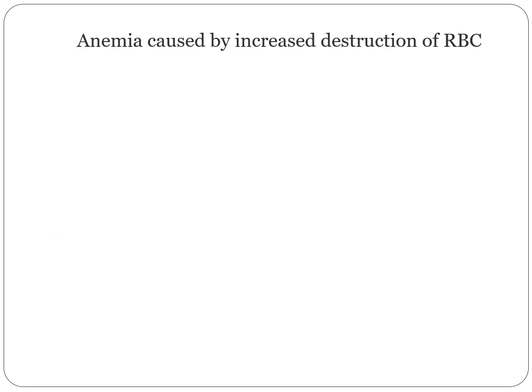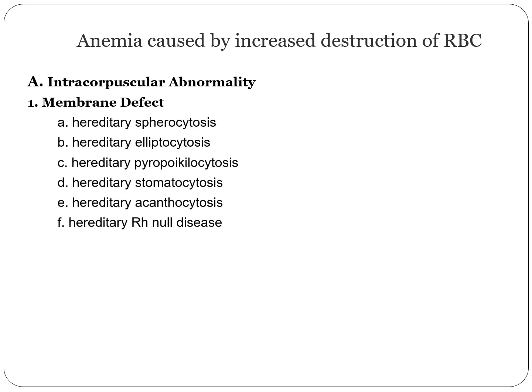Next is the anemia caused by increased destruction of red blood cells. Under this, we have intracorpuscular and we have also the extracorpuscular abnormality. For intracorpuscular abnormality, we have the membrane defects, wherein the major problem here, of course, would be the membrane itself of the red blood cells. Maybe they lack the protein, the carbohydrates, and the lipids. So this includes the hereditary spherocytosis, elliptocytosis, pyropoikilocytosis, and stomatocytosis.